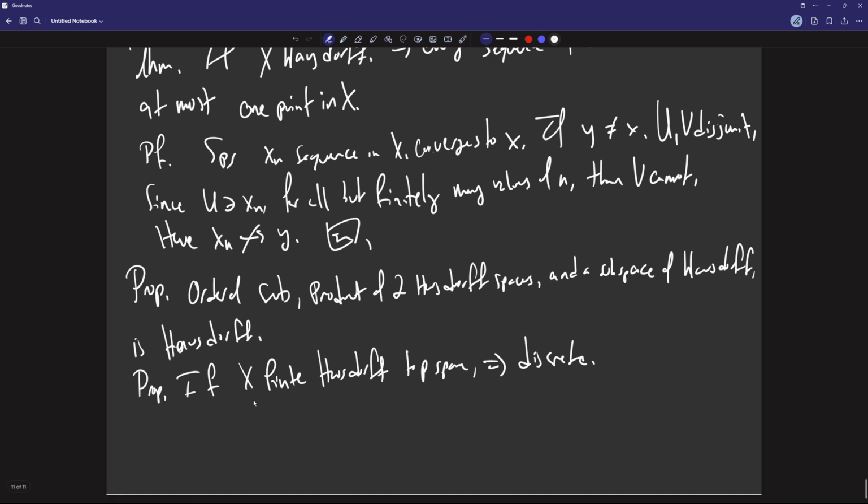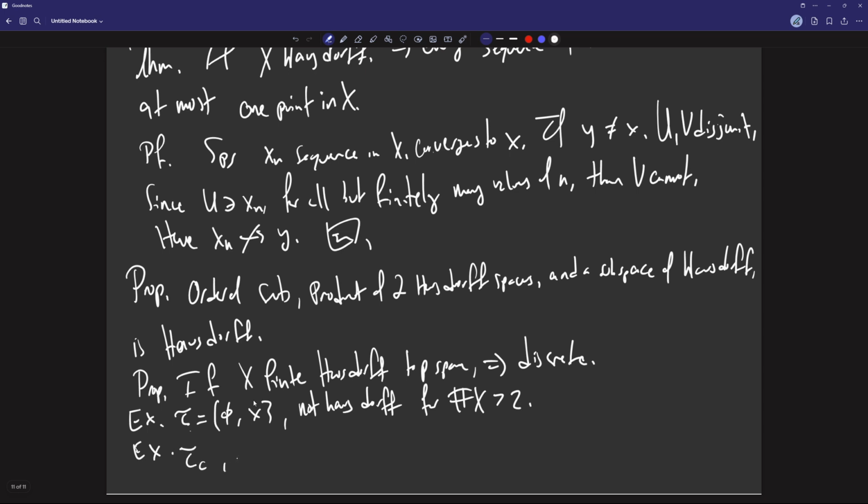And then we could actually see examples of such here. So the trivial topology, so if we just have tau equal to the set of the empty set and X, which is just trivial, is not Hausdorff for X greater than 2. And we also have another example that the finite complement and countable topologies are not Hausdorff. And that's built upon the same idea.